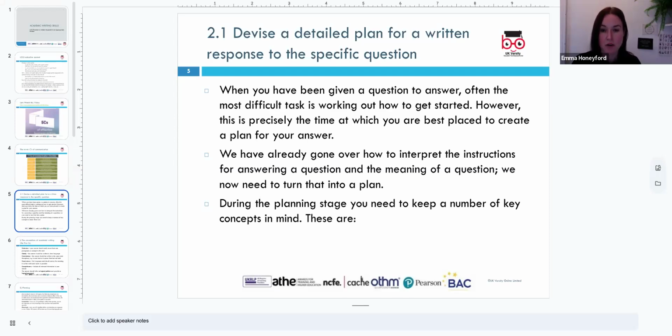We've already gone over how to interpret the instructions, that was in yesterday's session, for answering a question and the meaning of a question. You now need to turn that into a plan. During the planning stage, you need to keep a number of key concepts in your mind. It'd be good to make some notes of this as well if you do have a pen and paper to hand.